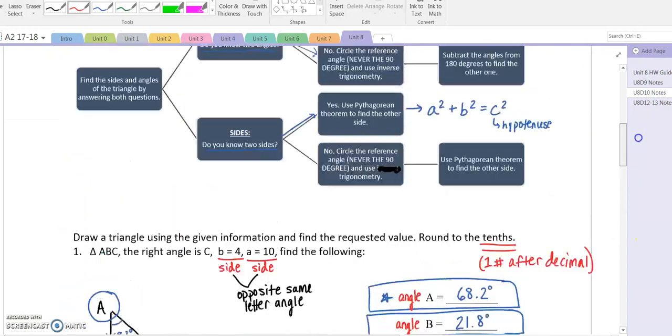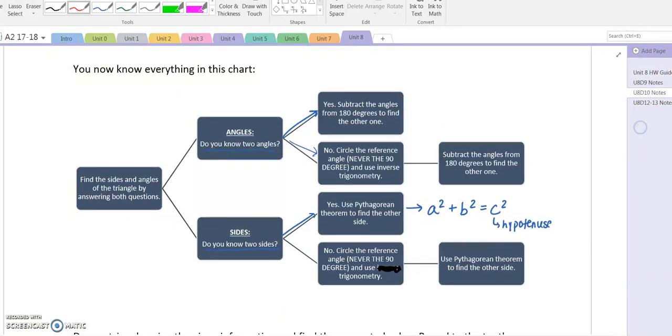Alright, so again, use that flowchart. It will become your best friend, and then the more you get the hang of it, the less you'll have to use it. But for the beginning, make sure you're using it so you know you're doing all your steps right.